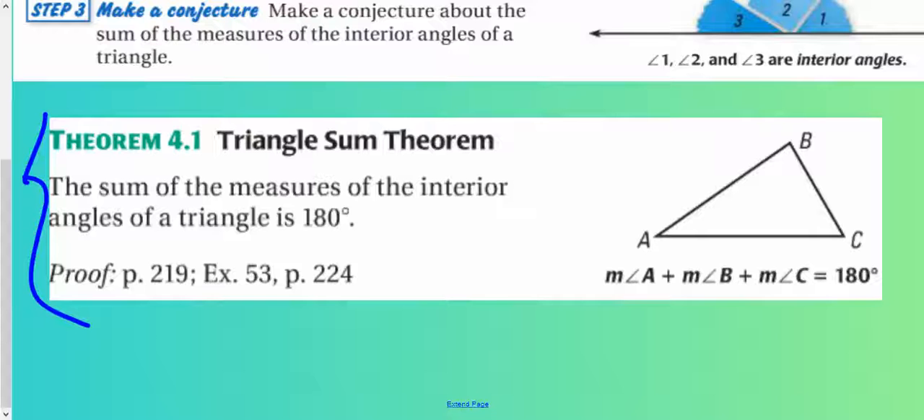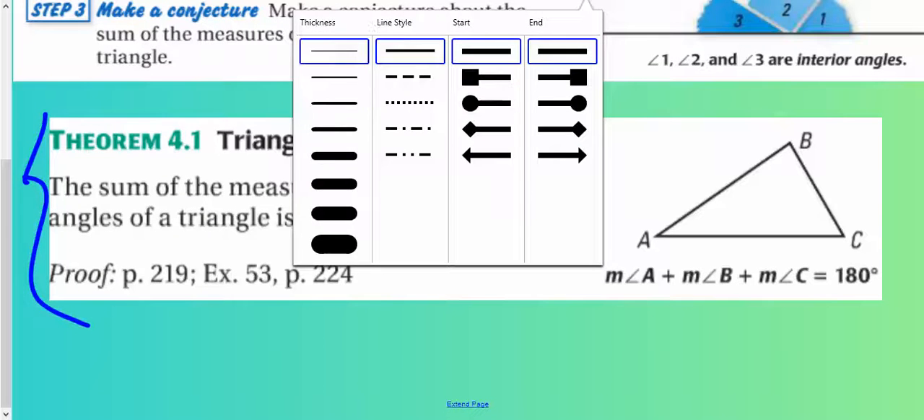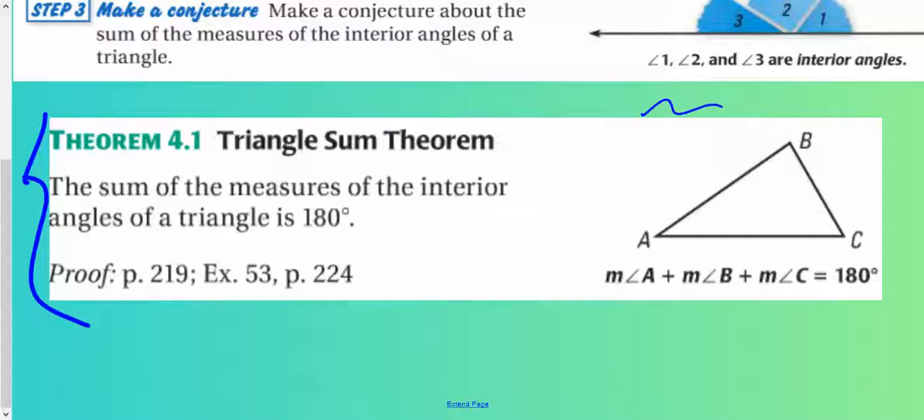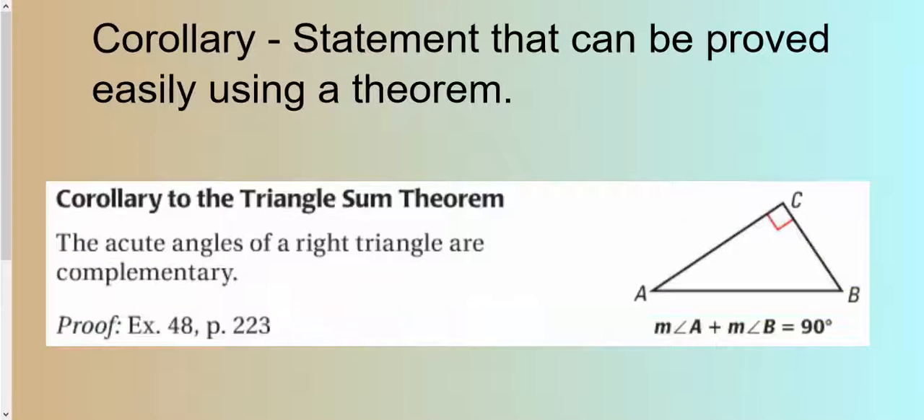Triangle sum theorem. The sum of the measures of the interior angles of a triangle is 180. I'm going to be proving this in a little bit here. So for the time being, just write that down in your notes. You guys may have seen that before or may know that.